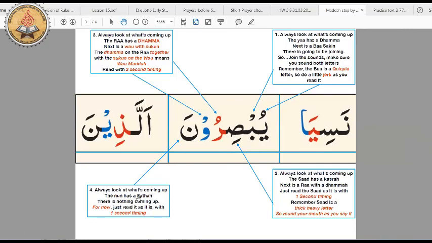There is a noon with a fatha. There is nothing afterwards. So for now, we just read it as it is with 1 second timing. So just read this with a 1 second timing, please. Na. Excellent. Well done. Now we need to put it all together. Okay? Yubsi. Yubsiru.